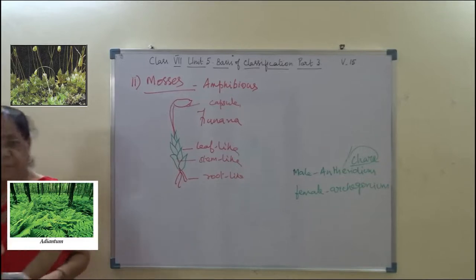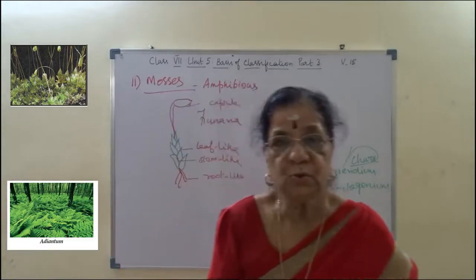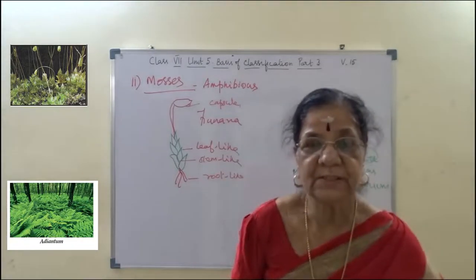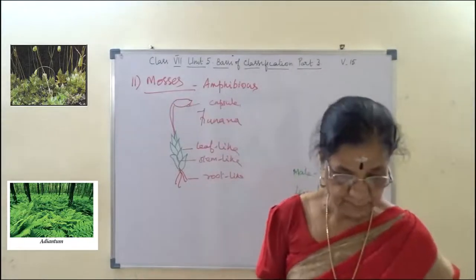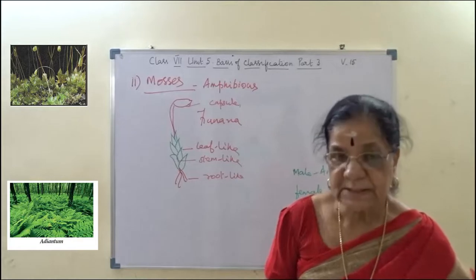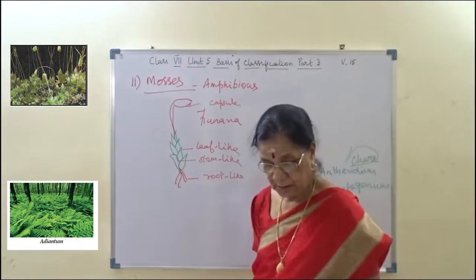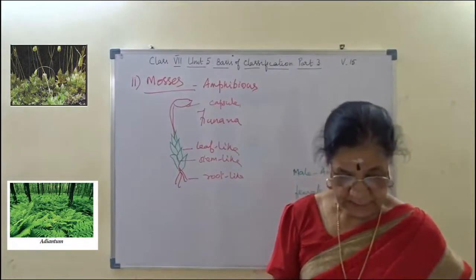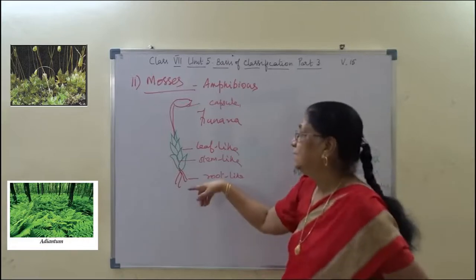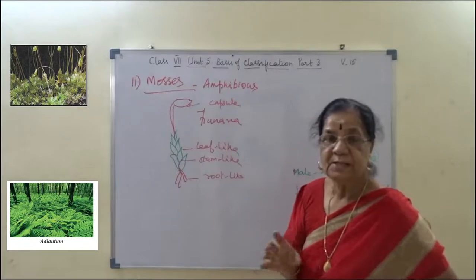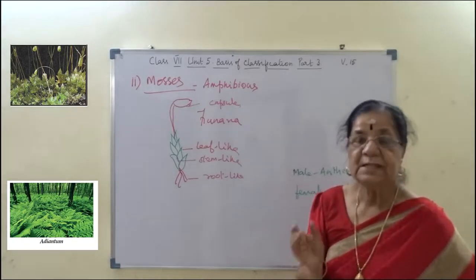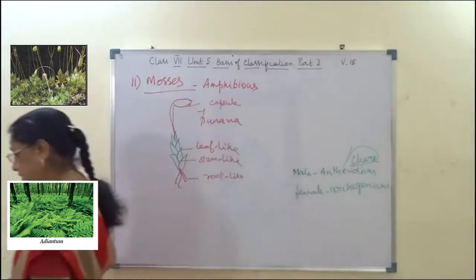Okay, so in mosses, the plant body is not differentiated into true root, stem and leaf. They are water-living plants and need moisture to complete their life cycle. Only in the presence of water can they reproduce, that is, reproduction and fertilization will occur. And so, they are called amphibious plants. They do not have any special vascular tissues for conduction of water and food. There is no xylem and phloem present. In higher plants, xylem conducts water and phloem conducts food material.